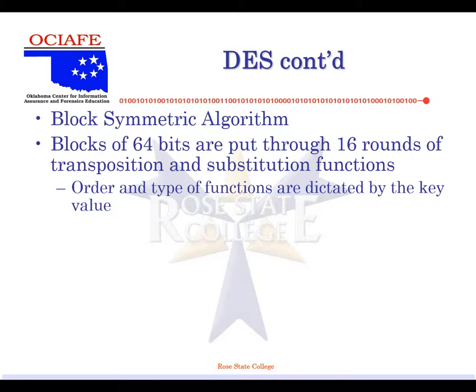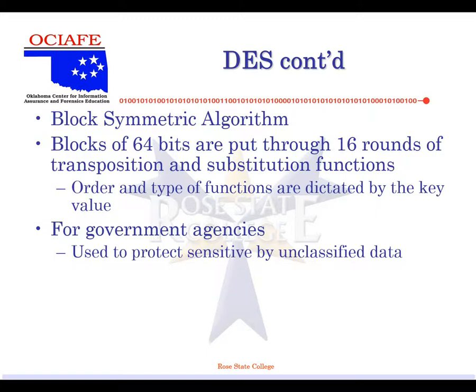Okay, order and type of functions are dictated by the key value. Remember, the key shifts once, then it shifts twice, then it shifts once. And for government agencies, it's used to protect sensitive but unclassified data. They won't say it was used for top secret data, which I don't know if it is or not.